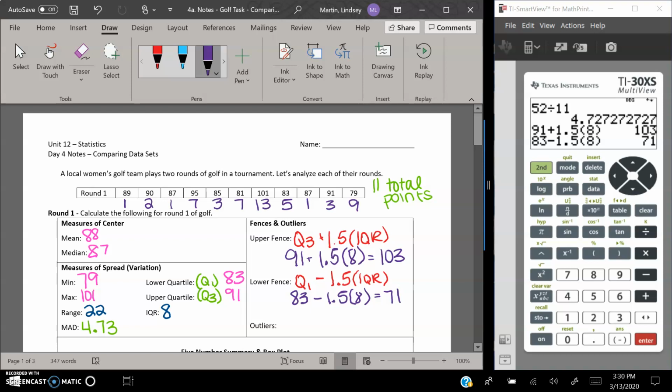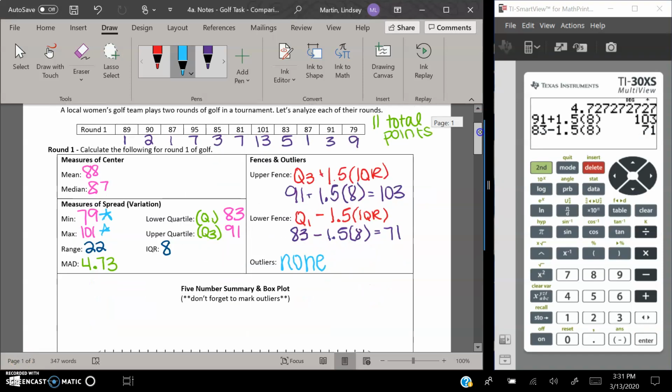Now I need to check to see if I have any numbers that are above my upper fence of 103. And I do not, because my highest number, or my max, is 101, which is not above 103. And my lower fence is 71. I need to check for numbers below my lower fence. There's nothing lower than 71 because my minimum is 79. So for this problem, I have no outliers.